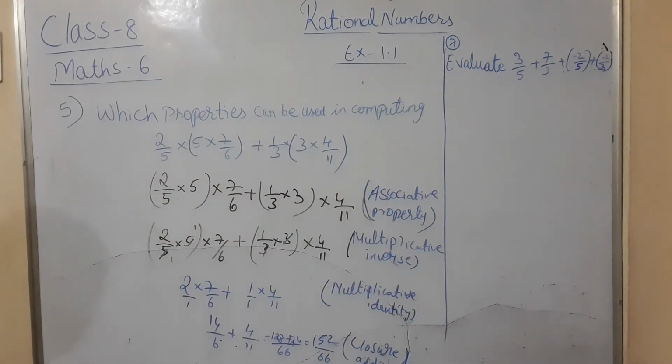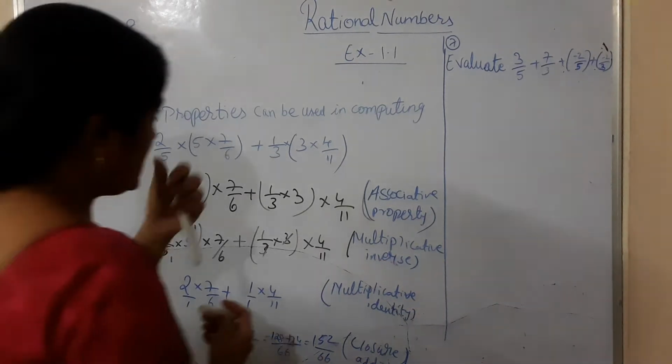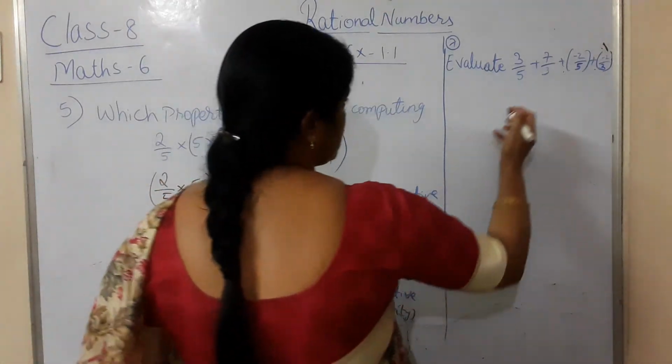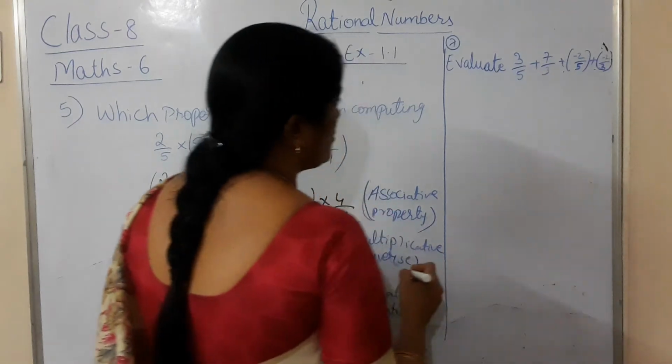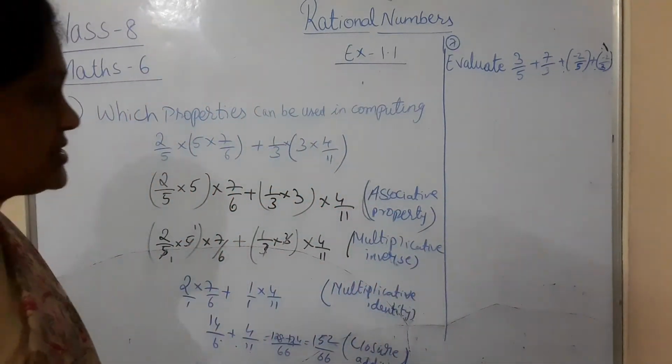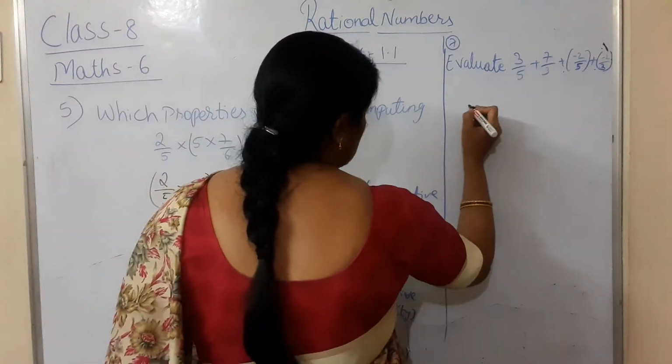Now let's get back to the next problem. 7th one, 6th one is already being done. Now evaluate 3 by 5 plus of 7 by 3 plus of minus 2 by 5 plus of minus 2 by 3. Now what we will do is we will rearrange the numbers. What we will do? Let's write down.